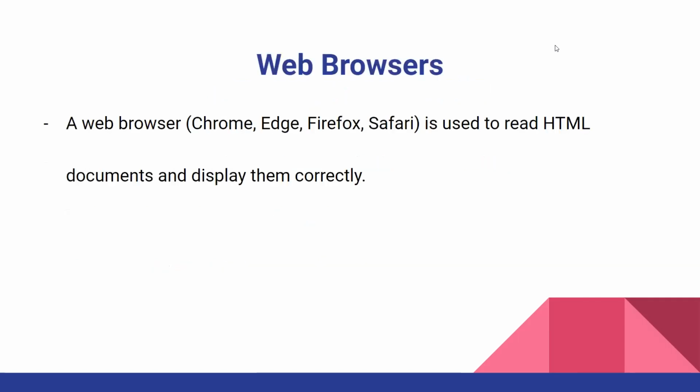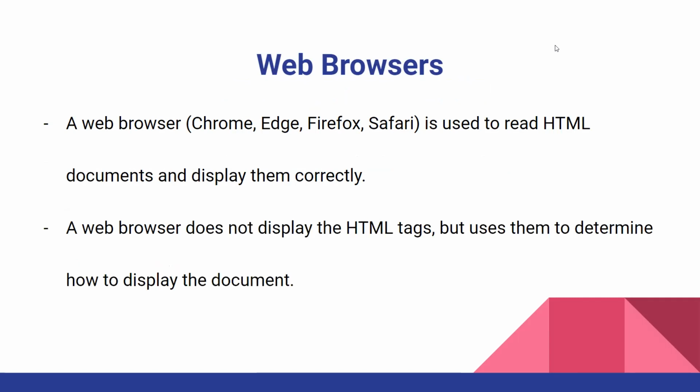A web browser like Chrome, Mozilla Firefox, Microsoft Edge, and Safari is used to read HTML documents and display them correctly. A web browser does not display the HTML tags, but uses them to determine how to display the document. They do not display the tags of the HTML web page.